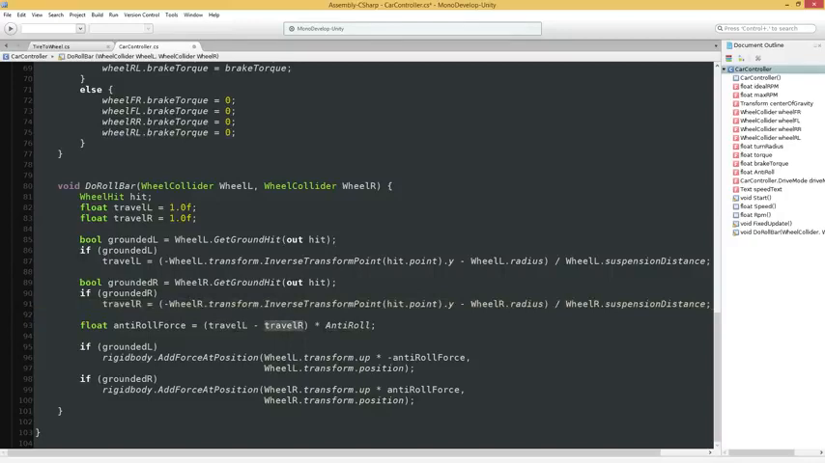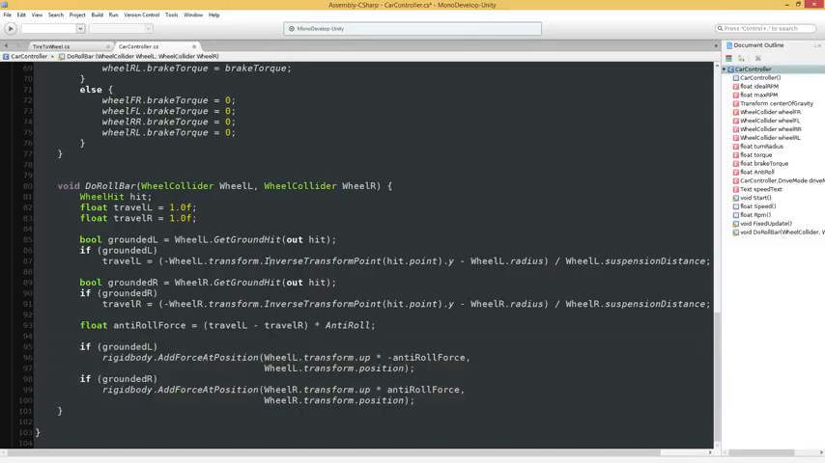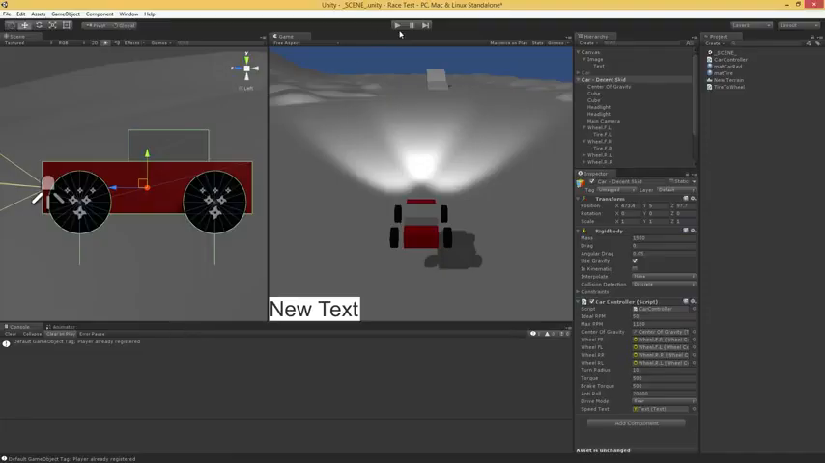So if our right one is more compressed, then we will end up having a negative value. And if the left one is more compressed, this will come out to a positive value. And then we apply that force to both tires that are grounded. And it tries to stop the roll by just inverting the roll behavior. And this does a relatively good job of simulating how anti-roll bars might work in real life.